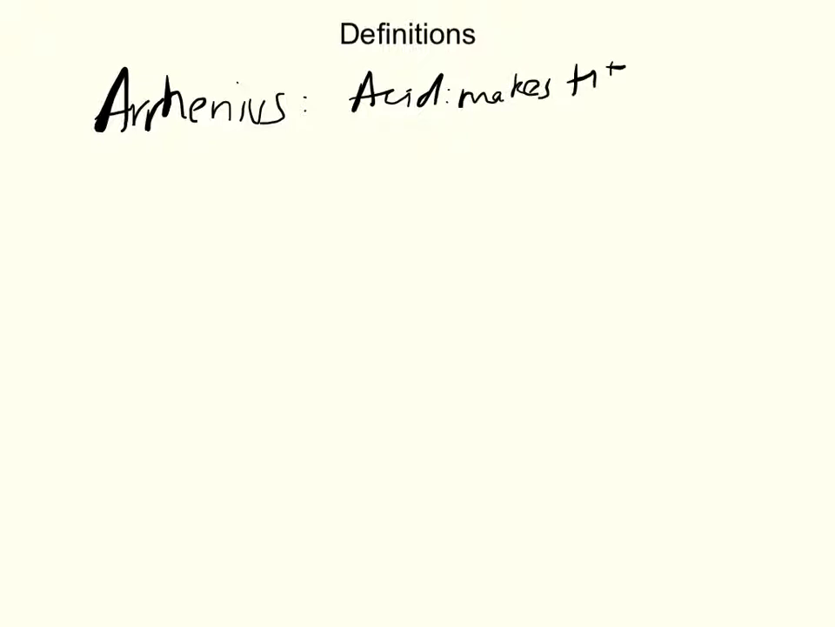But the focus on acids and bases starts with definitions of acids and bases. So the first definition that we learned was the Arrhenius definition. The Arrhenius definition of an acid is a molecule that makes H+. So an example is HCl. When it's dissociated in water, it makes H+ and Cl-. So this would be an Arrhenius acid because it forms hydrogen ions.